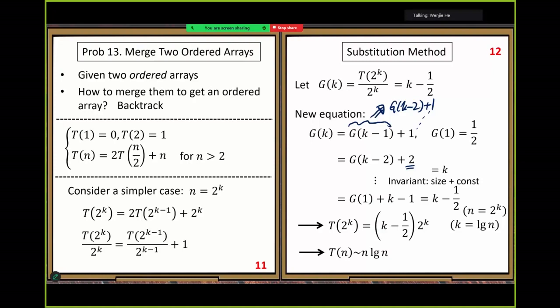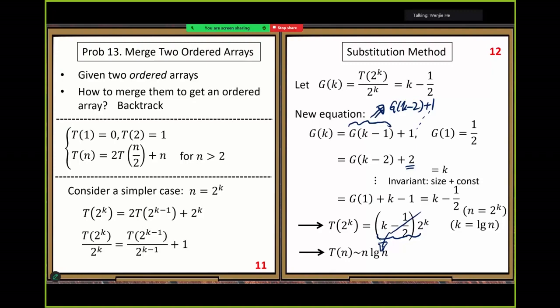So this parenthesis corresponds to log base 2 of n. Minus 1/2 we can ignore, right? Minus 1/2, too small, we can ignore. So k corresponds to log base 2 of n. So this LG, in computer science, our default base is 2. In math, this LG, the default base is 10. But in CS, it is 2. Okay? So log base 2 of n.